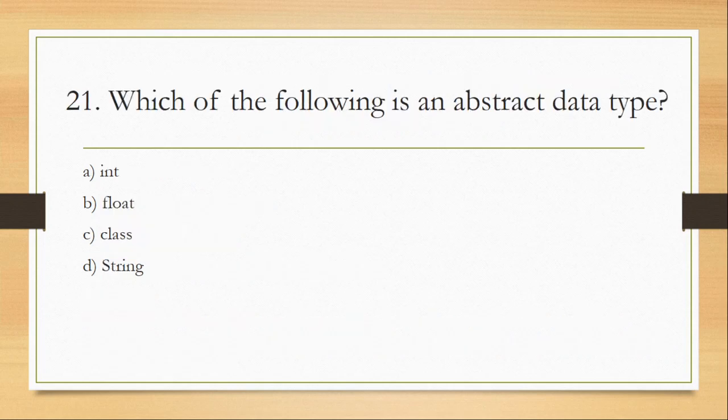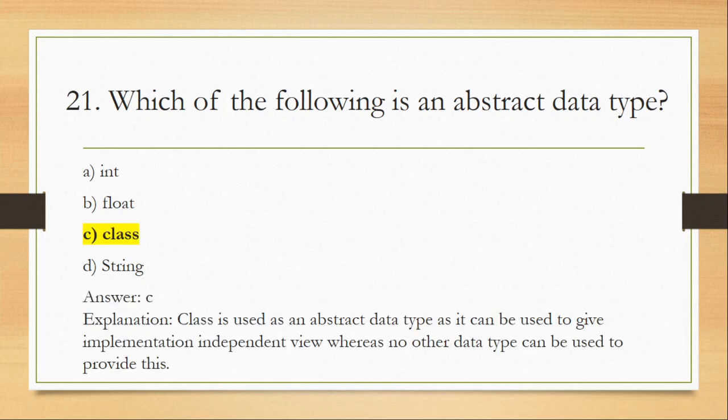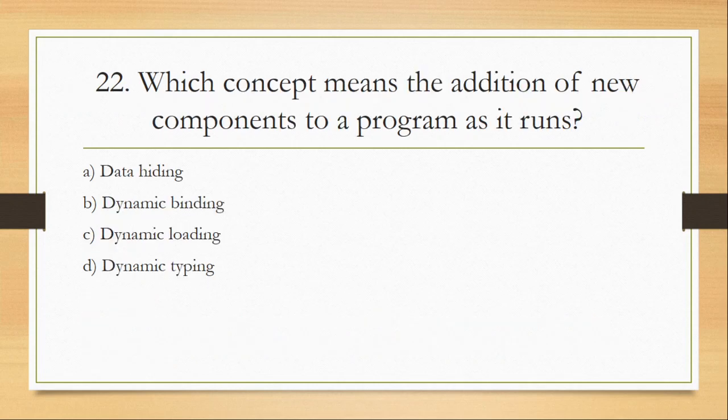Which of the following is an abstract data type? Class. Class is used as an abstract data type. It can be used to give an implementation-independent view, whereas no other data type can be used to provide this. So the answer is C, class.